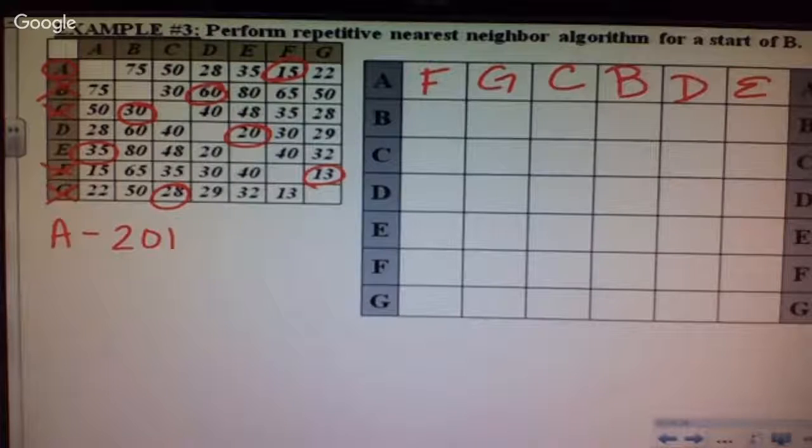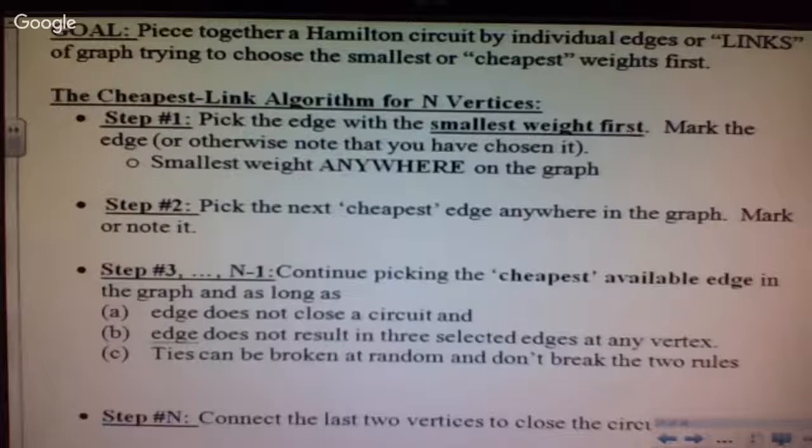Short, easy. So they came up with what's called the cheapest link algorithm. So you've got some rules. The goal of cheapest link is to piece together a Hamilton circuit by individual edges. So we're just going to select edges.